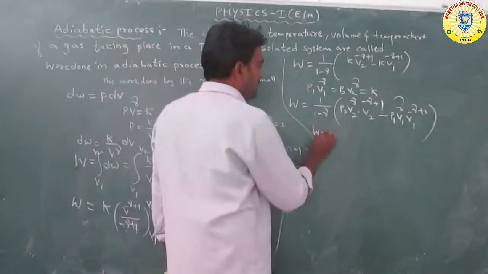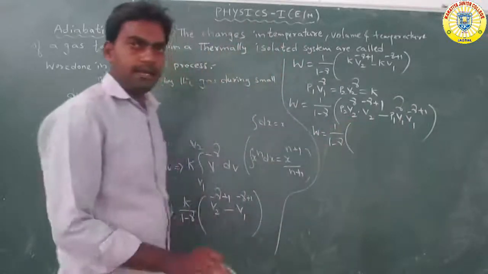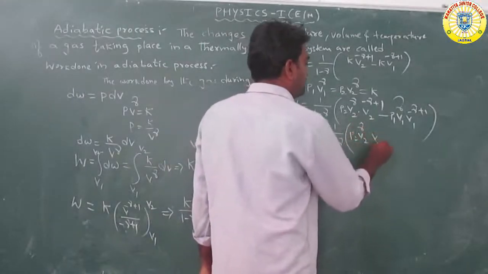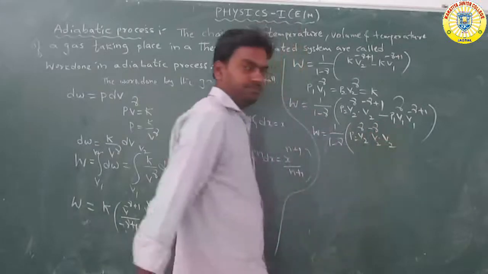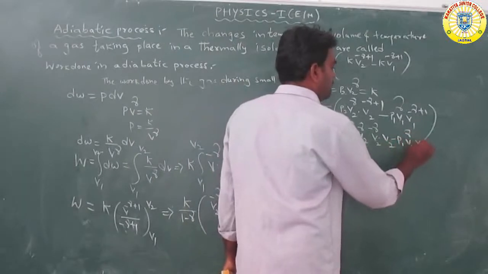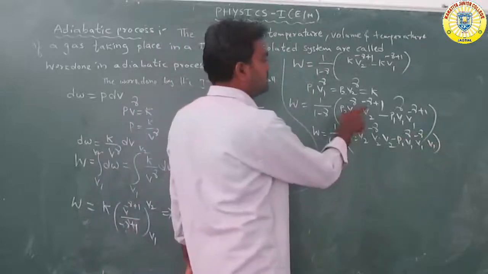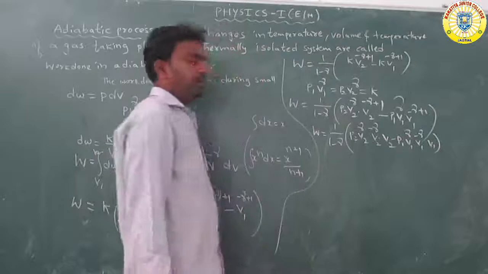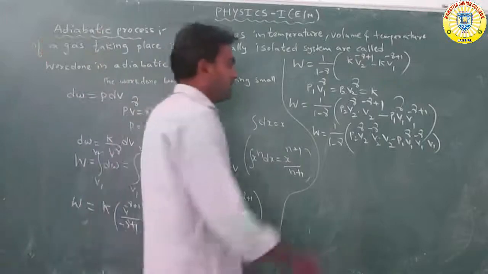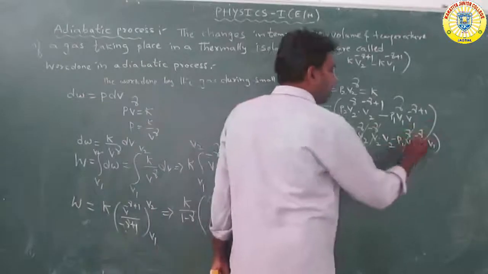So W is equal to 1 by 1 minus gamma. Here it is divided into two parts: P2 V2 to the power of gamma, V2 to the power of minus gamma, and V2; and P1 V1 to the power of gamma, V1 to the power of minus gamma, and V1. Here x to the power of a plus b is equal to x to the power of a into x to the power of b. Now these two terms are cancelled. So the remaining here also cancel.